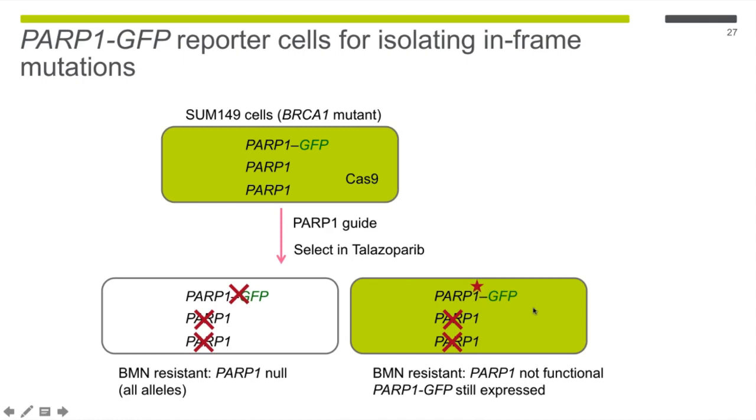So what we did was we put in our guide library, we selected with talazoparib, and then we sorted out GFP positive cells. So this gives us resistant cells that still express in-frame PARP1-GFP. And then what we do is we reverse transcribe from the GFP and sequence the PARP1 gene using amplicon sequencing.